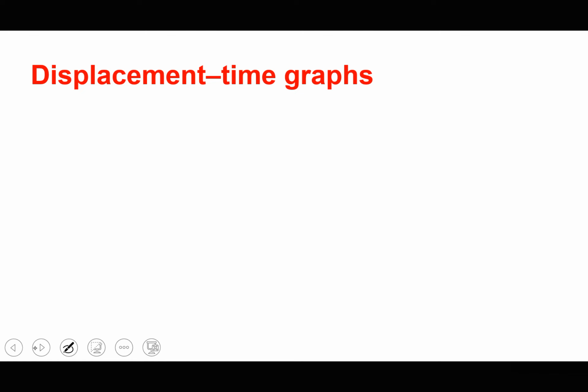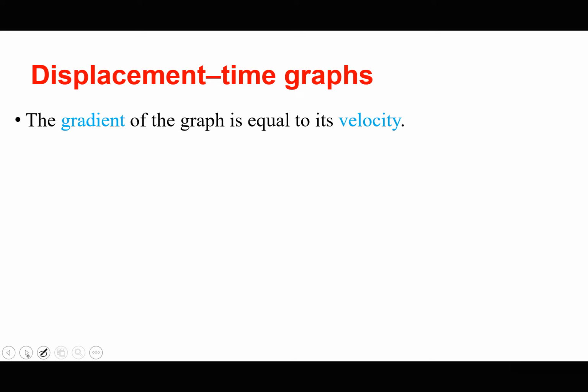All along we know from GCSE that the gradient of a displacement time graph is equal to the velocity. If I have a displacement time graph, I know that the gradient is actually the velocity. So it means that the steeper the slope, the greater the gradient, the greater the velocity. So a graph like this one can also tell us if an object is moving forwards or moving backwards.